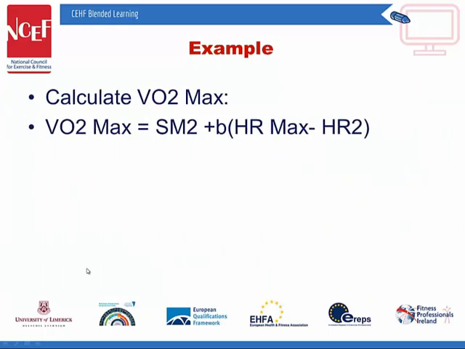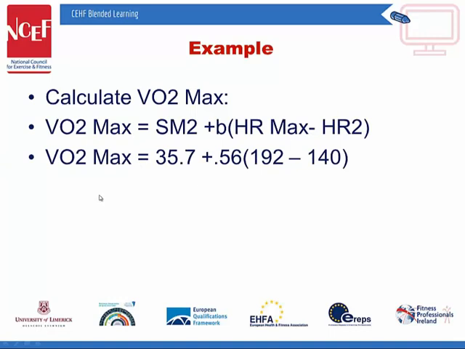Okay, so VO2 max, again looking at the formula, is SM2, submaximal workload 2, plus B, which we've just calculated, times heart rate max, which is 220 minus the person's age, minus heart rate 2, which was the last heart rate we got at stage 2. If we put all that into the formula, submaximal workload 2, we read it off the chart, it's 35.7, plus 0.56, which is B, we've just worked it out. Heart rate max is 220 minus Mary's age, which was 28, so that's 192, and 140 was heart rate 2, which was the last heart rate we got at stage 2.